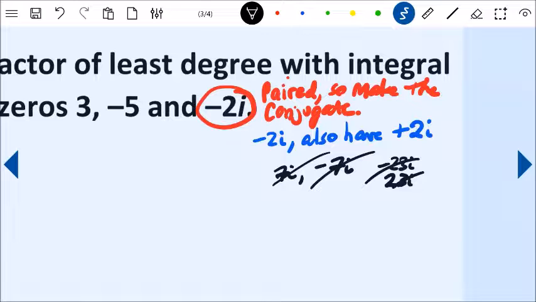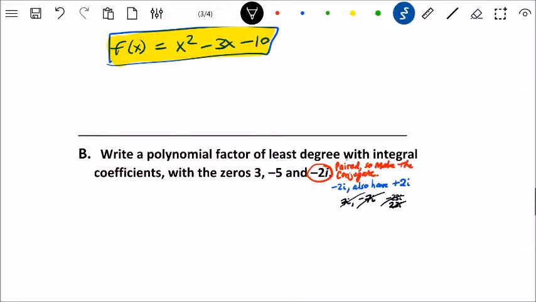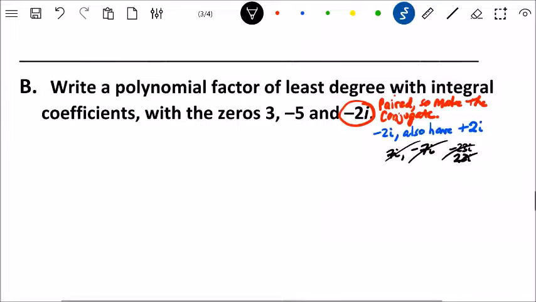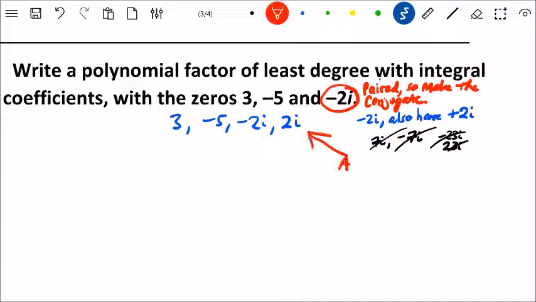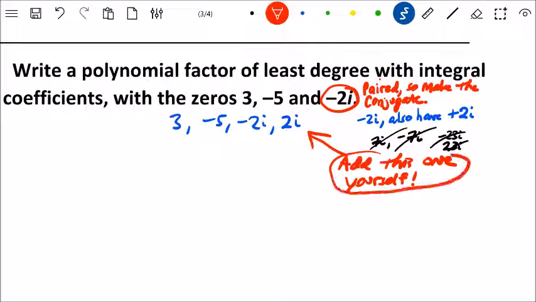So those are just examples there. Well, what that means now is that I actually have 3, negative 5, negative 2i, and positive 2i. So you have to add this one yourself. Make a note of that. This is one of the important ones. Otherwise, you don't get the right polynomial.